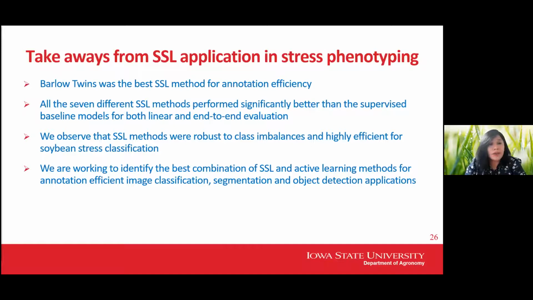So the takeaways from self-supervised application in stress phenotyping: we found that Barlow Twins was the best self-supervised method for annotation efficiency. All the 7 SSL methods perform significantly better than the supervised baseline models for linear and end-to-end evaluation. And we also observed that SSL methods were robust to class imbalance and highly efficient for soybean stress classification.